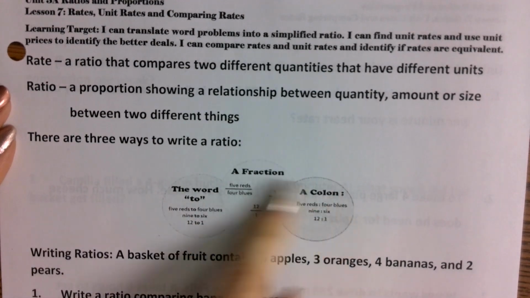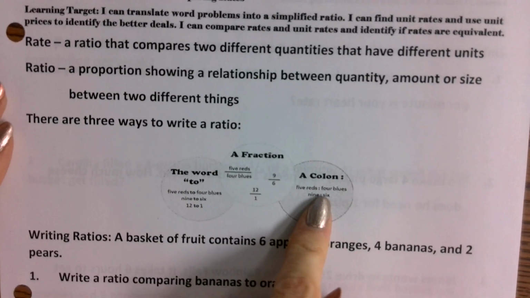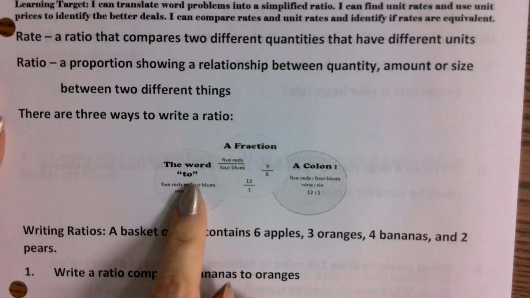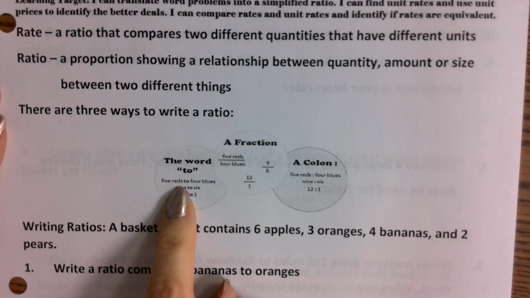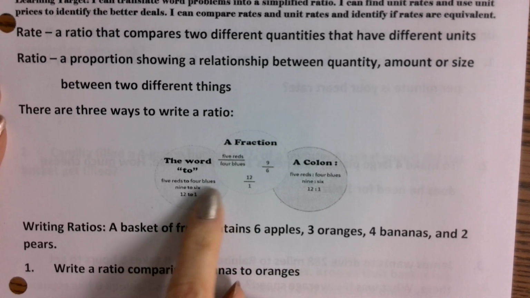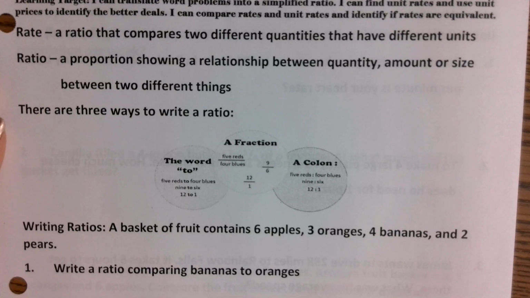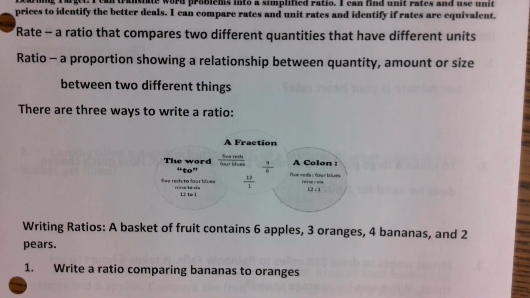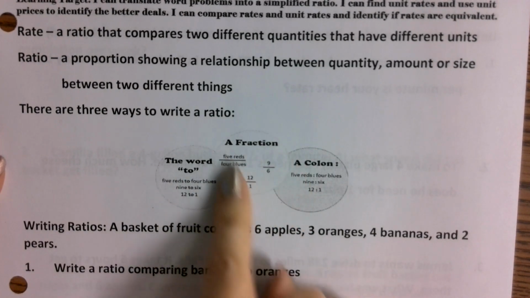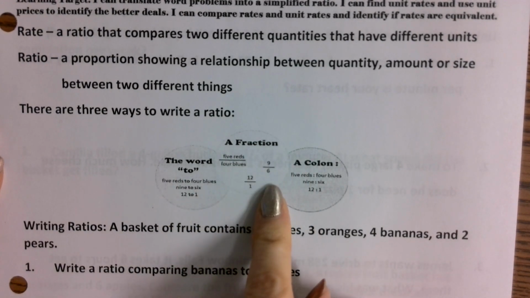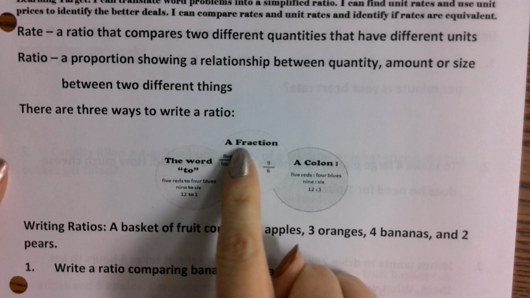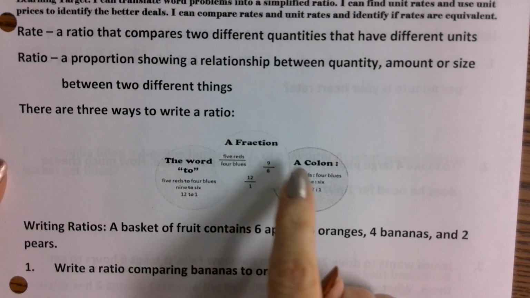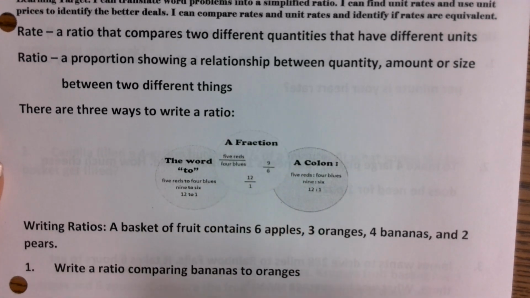Now, there are 3 ways that you can write a ratio. You can write it using the word to. So it could be 5 reds to 4 blues, or 9 to 6, or 12 to 1. Those are using the word to. The most common form that we utilize is a fraction, where you write it as 5 reds over 4 blues, or 9 over 6, or 12 over 1.